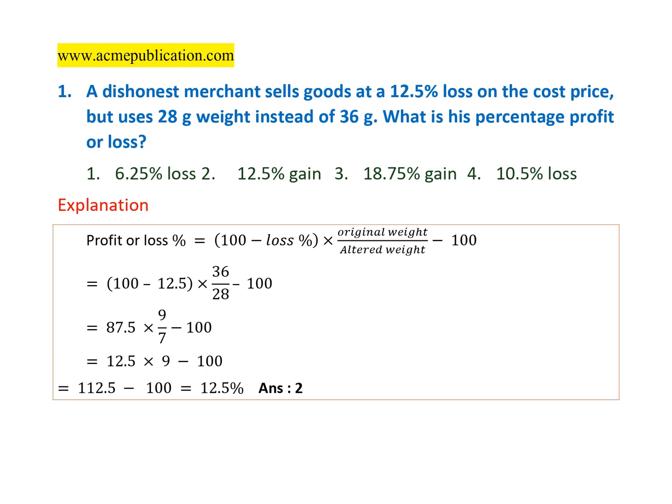Question 1. A dishonest merchant sells goods at a 12.5% loss on the cost price but uses 28 grams weight instead of 36 grams. What is his percentage profit or loss? For such questions we use the formula: (100 minus loss percent) into original weight upon altered weight, minus 100. On putting the values in the formula, we find that there is a profit of 12.5%.